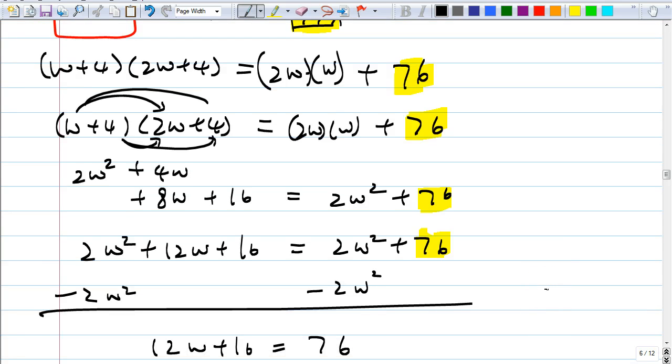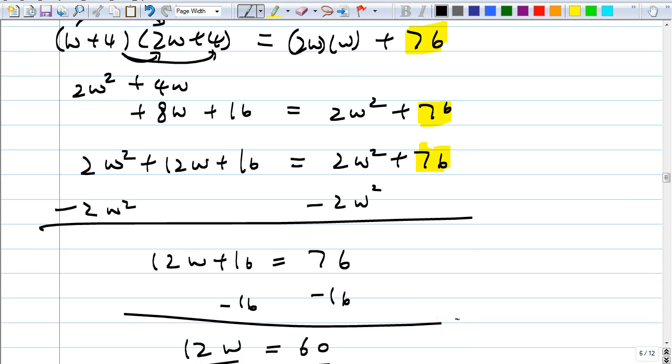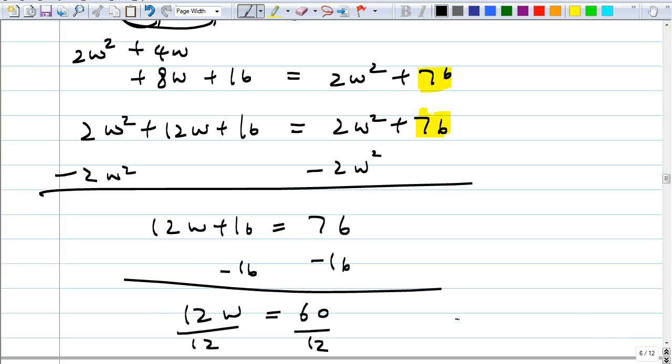This is good because we don't know how to solve equations with something squared yet. Okay, we're going to learn them later. But for now, they're not going to give you one with W squared or something squared. Okay, then, of course, we're going to subtract 16 from both sides, correct? And when I do, I get 12W equals 60, don't I? Of course, all we have to do is divide both sides by 12. The answer is, how many got 5?